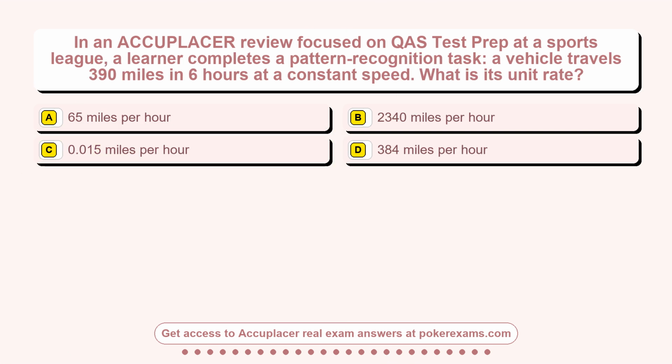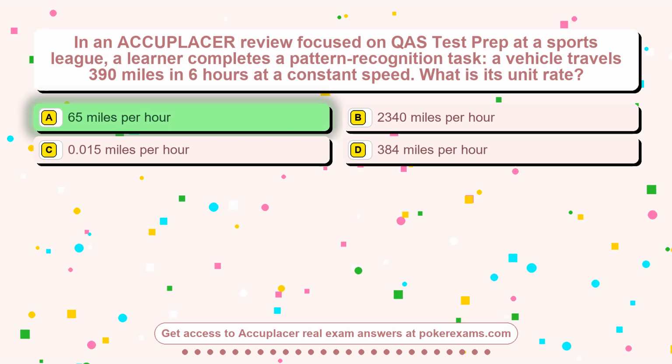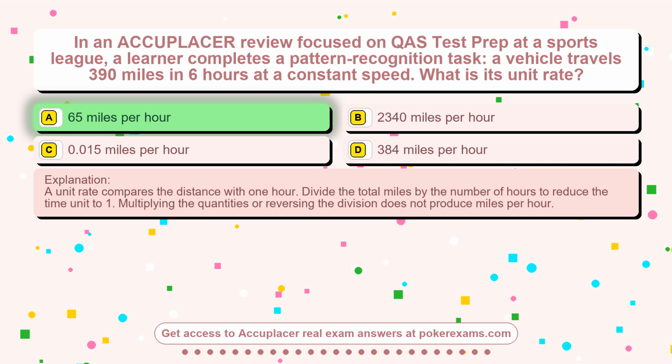Question 15. In an Accuplacer review focused on QAS test prep at a sports league, a learner completes a pattern-recognition task. A vehicle travels 390 miles in 6 hours at a constant speed. What is its unit rate? Option A, 65 miles per hour. Option B, 2,340 miles per hour. Option C, 0.015 miles per hour. Option D, 384 miles per hour. The correct answer is option A, 65 miles per hour. A unit rate compares the distance with 1 hour. Divide the total miles by the number of hours to reduce the time unit to 1. Multiplying the quantities or reversing the division does not produce miles per hour.